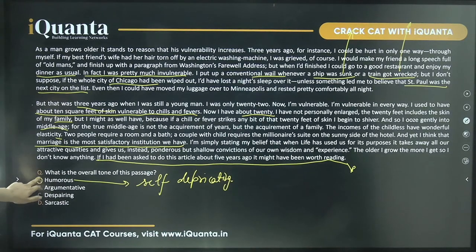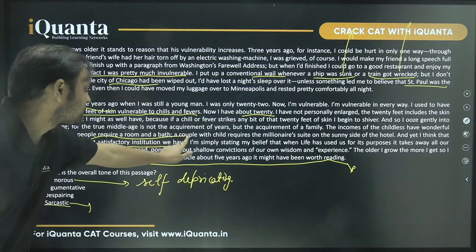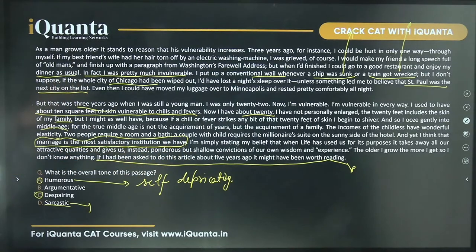He is trying to produce some kind of smile on the face of his reader. He is not being sarcastic because he is not attacking anyone. Despairing is hopeless, so hopelessness is not being highlighted here because he has also called the marriage to be the most satisfactory institution here. Some of you might want to take it as hopelessness, but no, it's not hopelessness. And he is not being argumentative. So A is the answer.